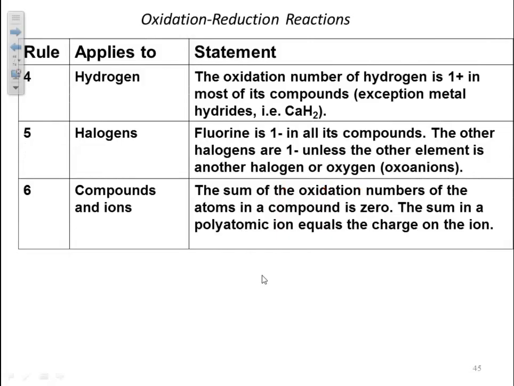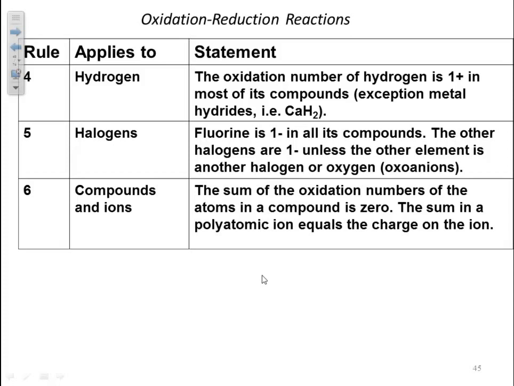Hydrogen. The oxidation number of hydrogen is +1 in most compounds. The exception would be the metal hydrides, because the metals are going to be the cation and the hydrogen will be the anion in that case. So hydrogen tends to be a -1 in a metal hydride. The halogens. Fluorine is -1 in all compounds. The other halogens are -1 unless the other element is another halogen or oxygen. That gets you into your oxyanions.